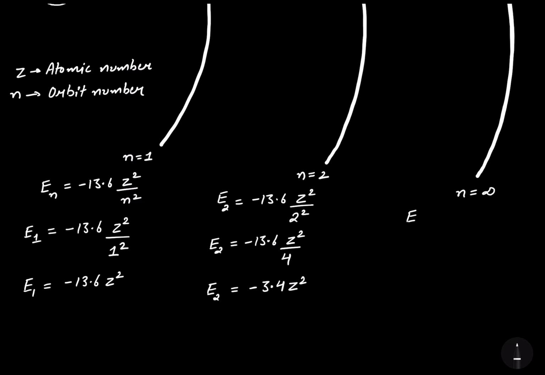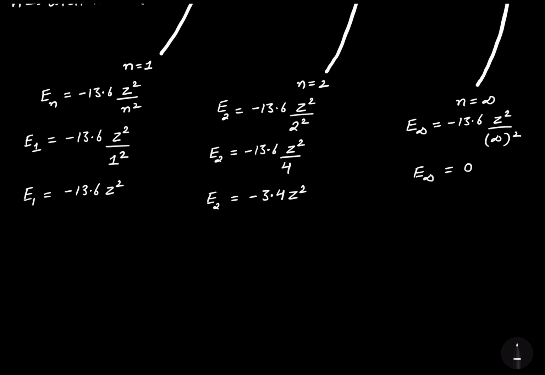Now let's calculate the energy for the orbit infinity distance away from the nucleus. So the energy of the orbit at infinity distance away from the nucleus comes out to be minus 13.6 Z square divided by infinity square. So the energy of the orbit infinity away from the nucleus comes out to be 0. So here I have calculated the energy of the first orbit, the second orbit, and the orbit infinity distance away from the nucleus.